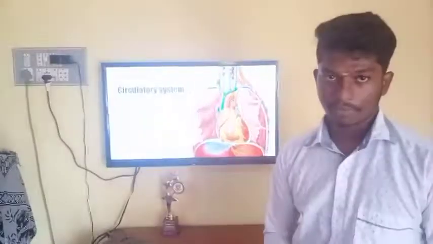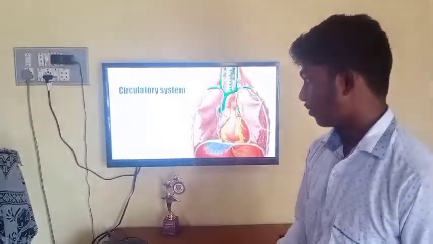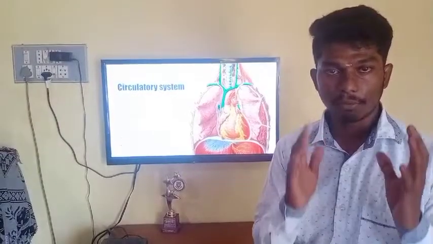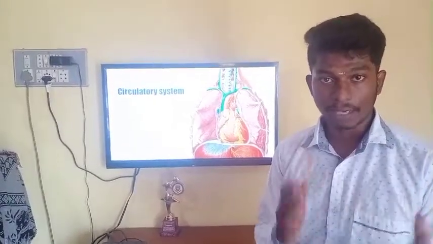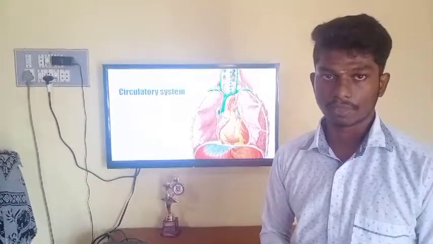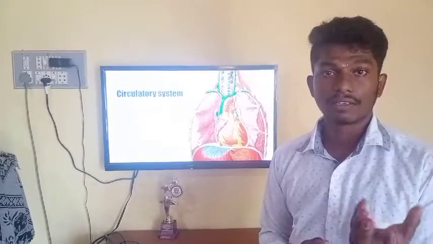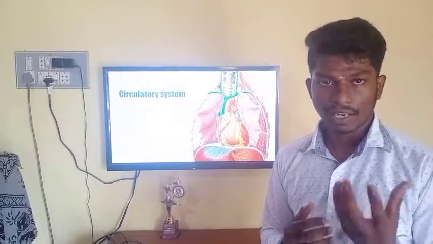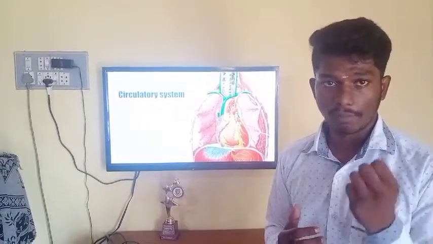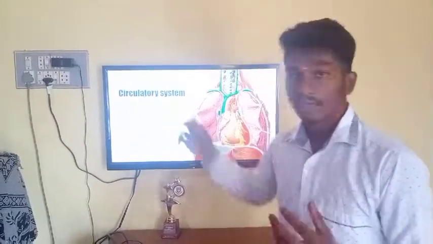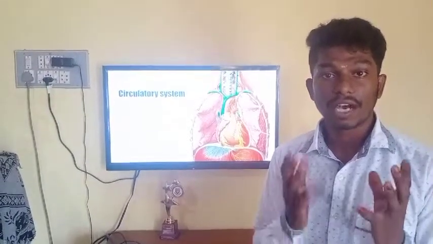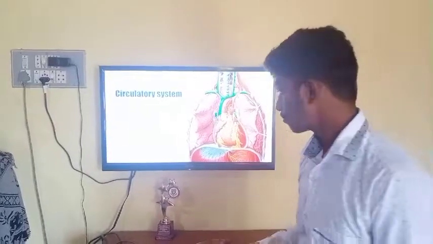The circulatory system consists of three main components. First, the heart. The heart plays a major role because it is the pumping organ of our system. It acts as a motor, like there are motors for water pumping. Our system also has a motor called the heart. The heart is made up of specialized cells called cardiac muscles.